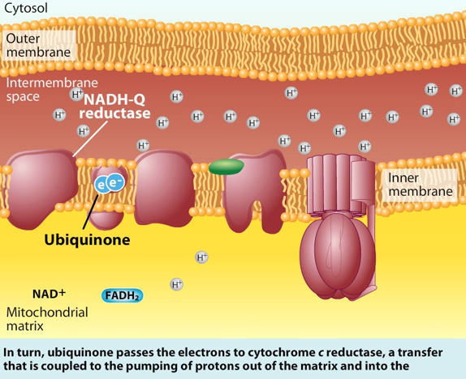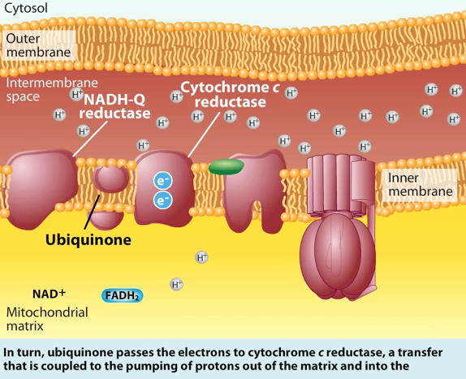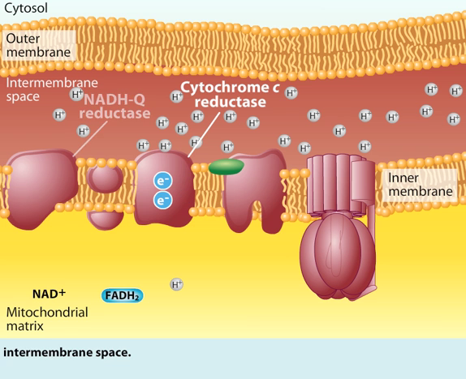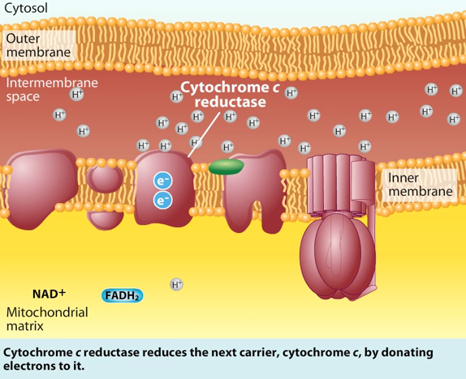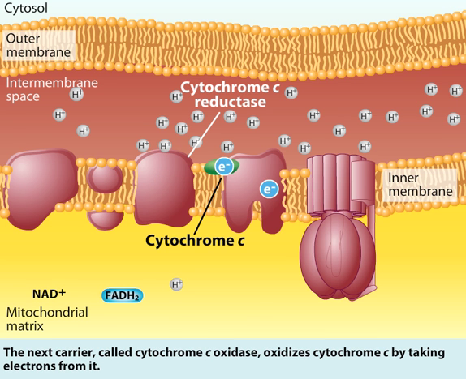In turn, ubiquinone passes the electrons to cytochrome C reductase, a transfer that is coupled to the pumping of protons out of the matrix and into the intermembrane space. Cytochrome C reductase reduces the next carrier, cytochrome C, by donating electrons to it. The next carrier, called cytochrome C oxidase, oxidizes cytochrome C by taking electrons from it.